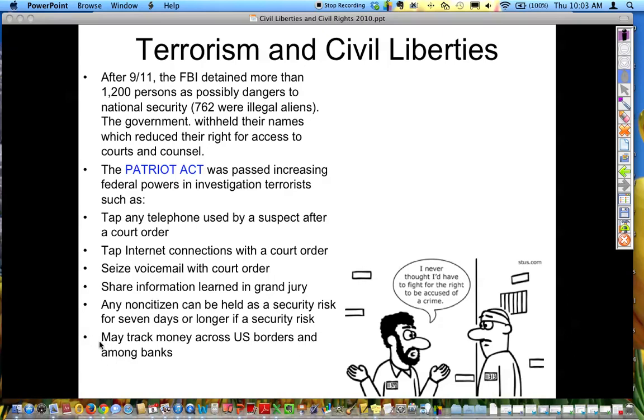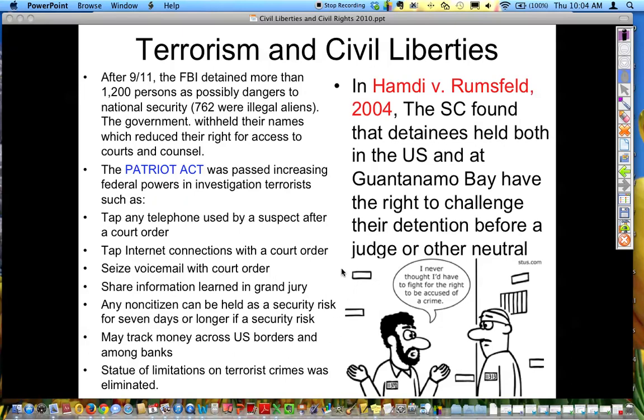It said that you could track money across U.S. borders to other banks. It said the statute of limitations on terrorist crimes was eliminated. So if you didn't do it in 2 years, then that person could go free, and that eliminated the statute of limitations.